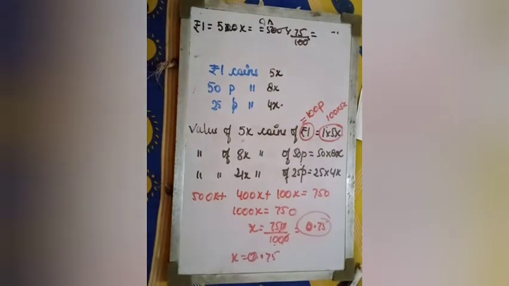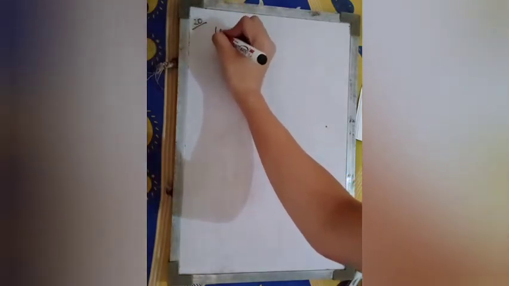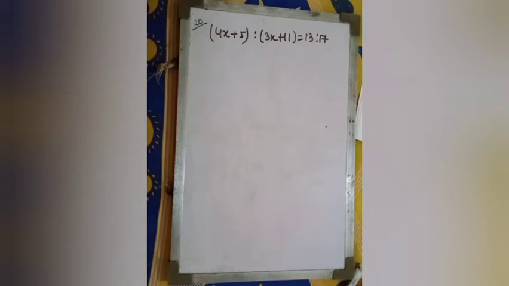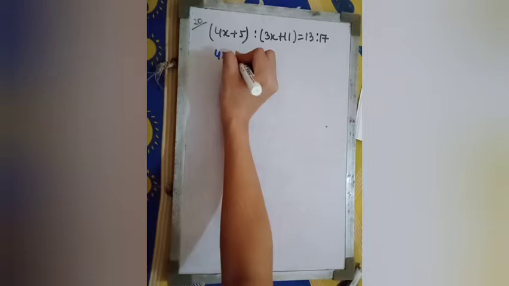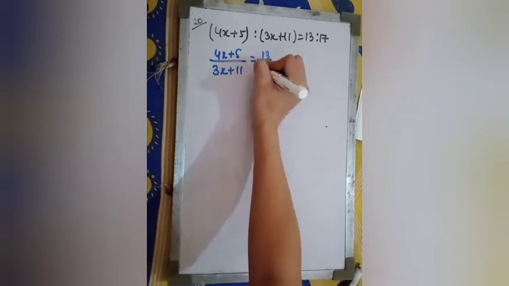Now let's move on to question number 20. So see, question number 20 is saying: if 4x plus 5 ratio 3x plus 11 is equal to 13:17, find the value of x. So how can we find the value of x? First write it like this. Now do the cross multiplication.